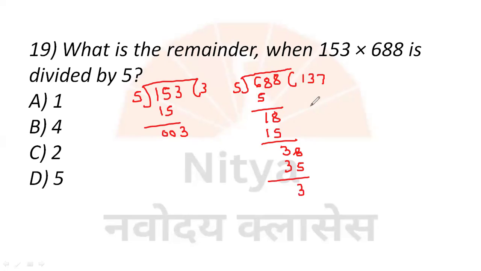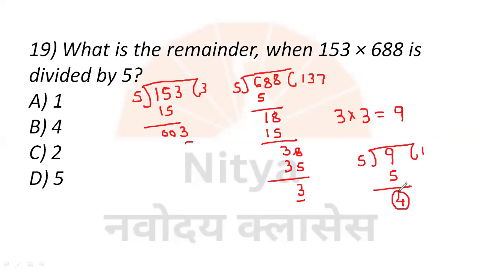So you have to multiply this remainder and this remainder. This remainder is 3, this remainder is 3. 3 into 3 is 9. Again you have to divide it by 5. So 5 ones are 5. 9 minus 5 is 4. So see, the remainder is 4. So option number B is the answer. There are two methods to find this one. This is the second method. Whatever you want, you can follow.